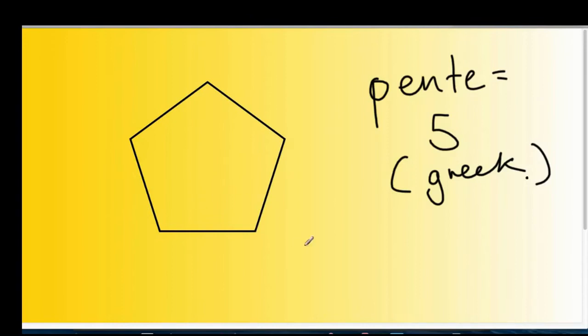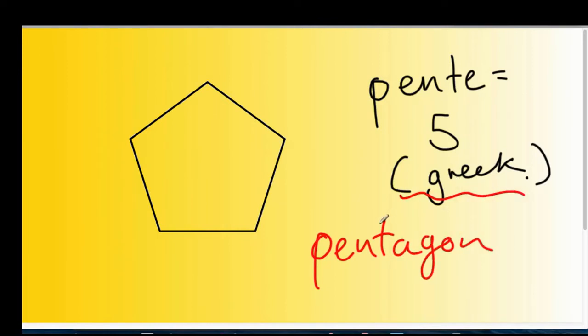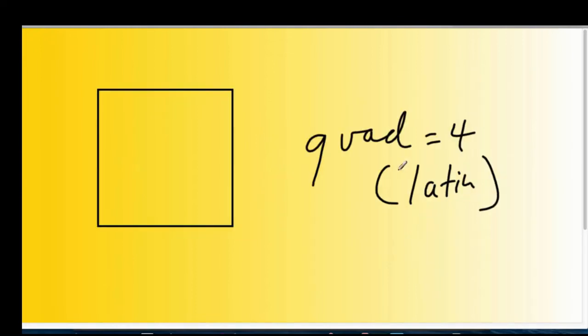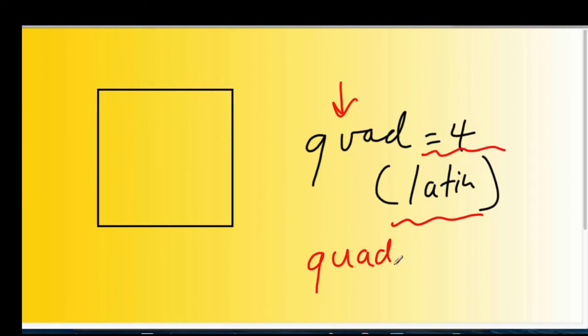We've got something here called a pentagon. And I bet you can tell me it's got 5 sides, which actually comes from the Greek language originally, penti, which means 5. We've got a quadrilateral, which is any shape with 4 sides, and that comes from the Latin language. Let me just write that down for you, quadrilateral.